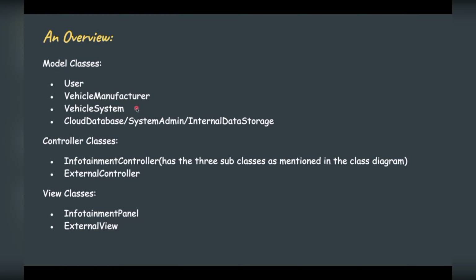The vehicle system class is mainly concerned with acquiring and updating the charge and temperature values from the sensors, while the vehicle manufacturer class is concerned with storing certain specifications about the vehicle, like its chassis number and make model number.